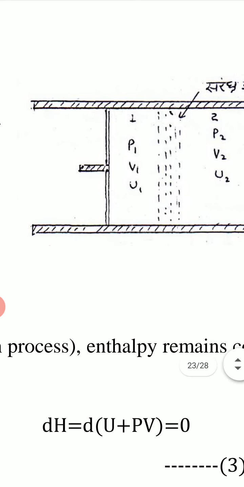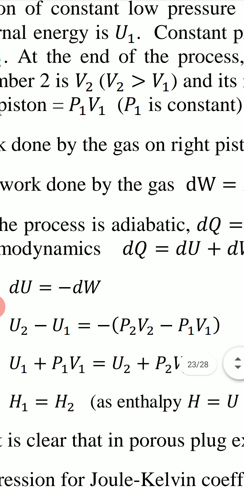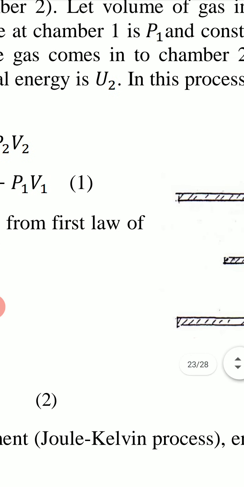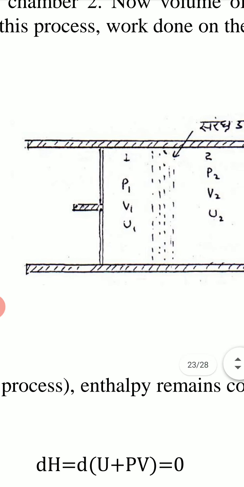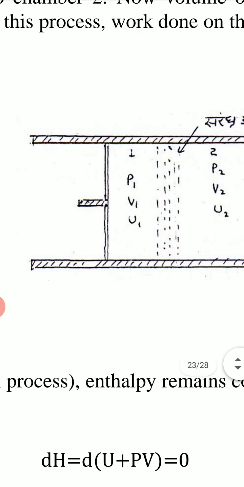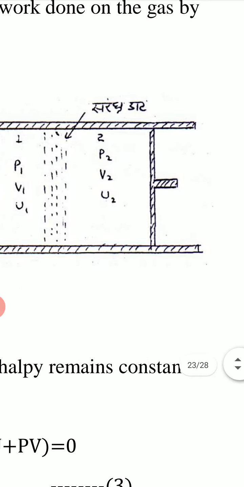So, P1 V1 is the work done by the piston on the gas. In chamber 1, work is done by the piston on the gas. So, work done by the gas is equal to minus P1 V1. In chamber 2, the gas works on the piston and the work done by the gas in chamber 2 on the piston is P2 V2.